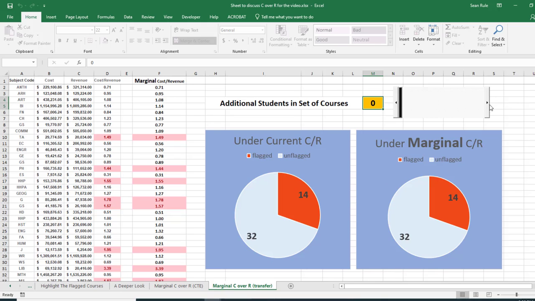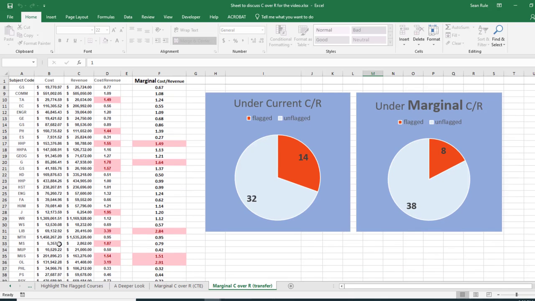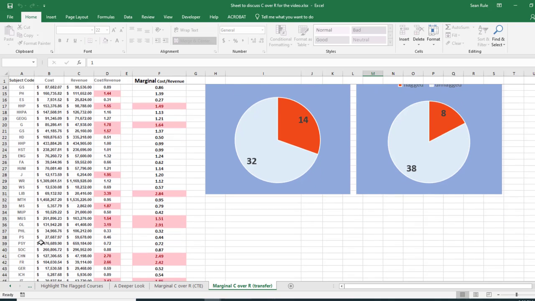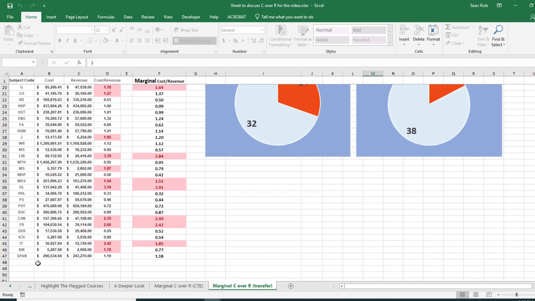Let's add a student. So currently 14 are flagged out of a group of 46. Let's add a student to each set of, well, look at that. Almost half of the ones that were flagged by adding one student to their sets of courses become unflagged. Theater arts was one. Philosophy was one. GS, that's general science. Journalism, is that J? I think it is. You can scroll down here and look at the rest of them. MS, is that music? I think that's music. And down here, I can't pronounce that word, so I'm not even going to try to do it.